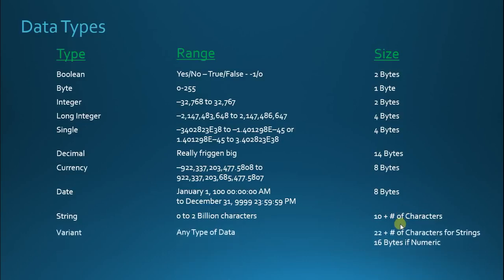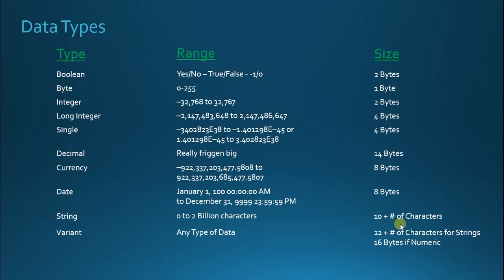Now, lastly is a variant, and a variant is very handy because you can put any type of data in a variant. But understand that by doing so, if you're going to put a string in a variant, then you're going to be occupying 22 bytes plus the number of characters in your string. So that's fairly large. It's going to get very big very fast, and you definitely want to avoid variants wherever you can. But the handy thing about variants is when you don't know what data exactly you're going to be putting into it.